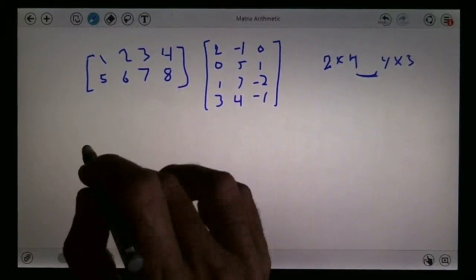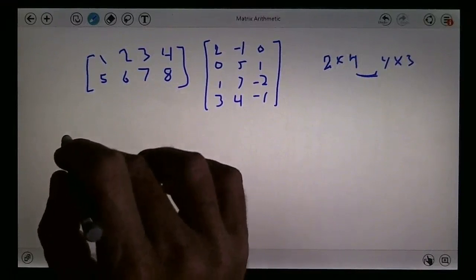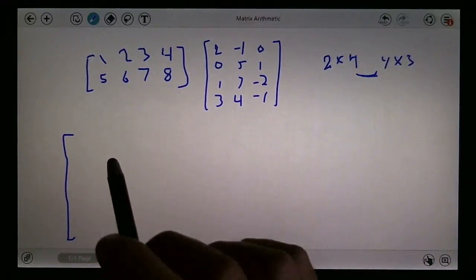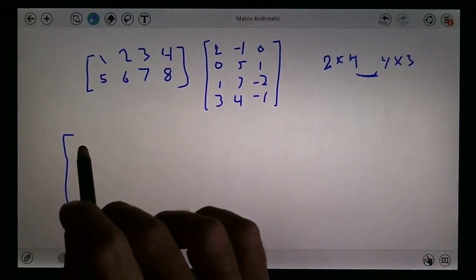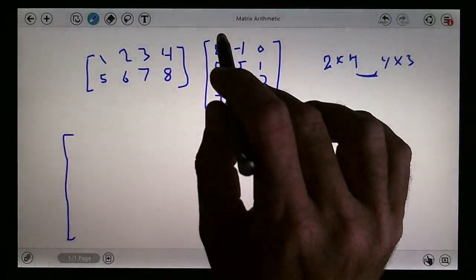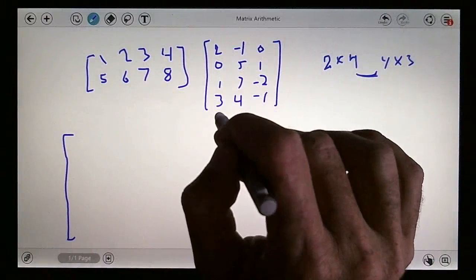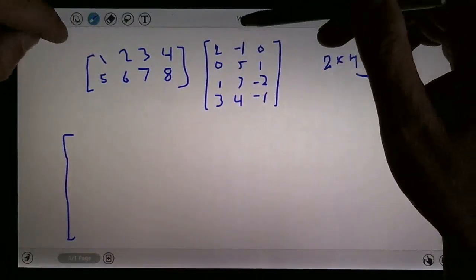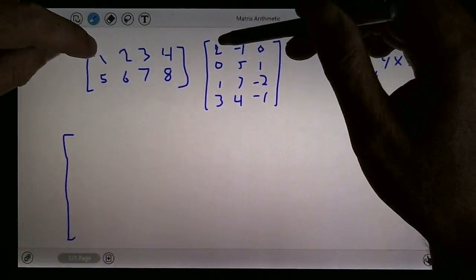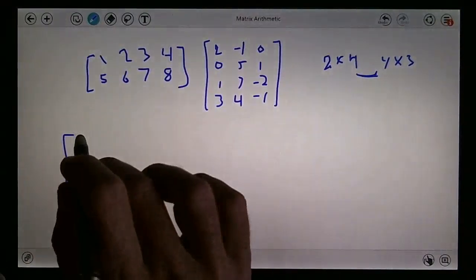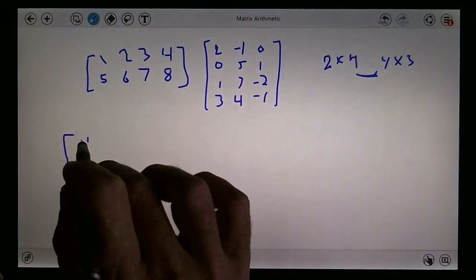So here we go. I'm going to give myself a lot of room here. I'm going to get the entry in the first row, first column. What I do is take the first row here and the first column there, work my way across the row as I go down the column, multiplying corresponding entries, and then add them up. So I'm going to have 1 times 2, and 1 times 2 is 2.